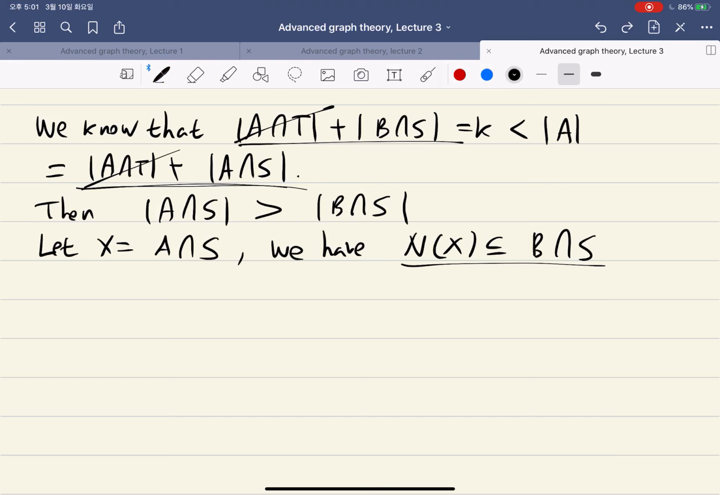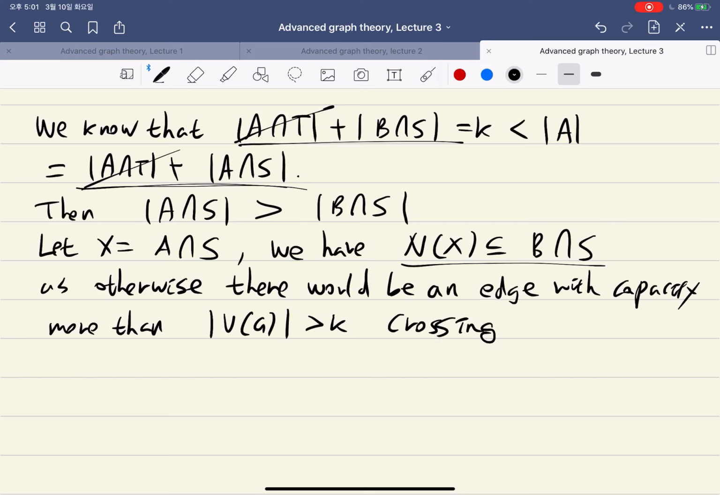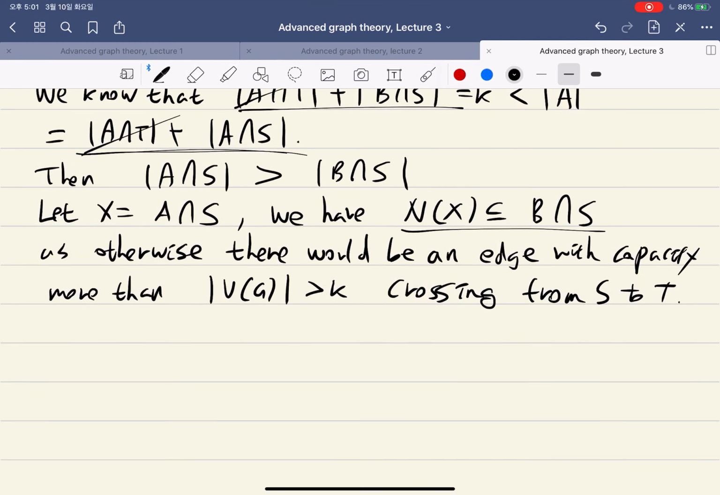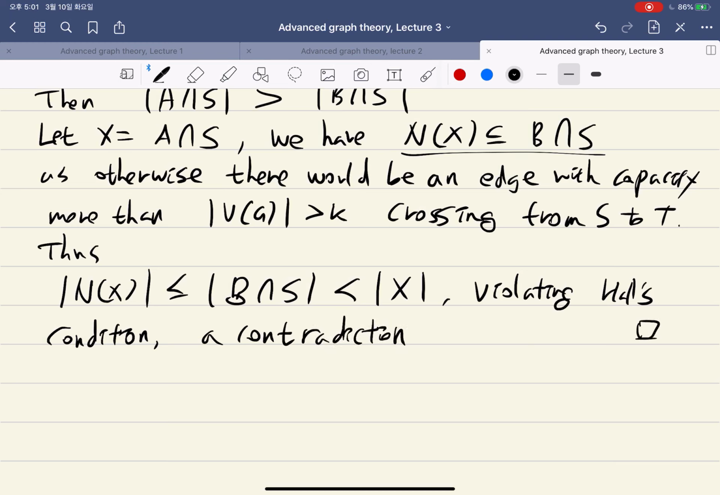Let's write it as otherwise there would be an edge with capacity more than, say, K crossing from S to T. Thus, what do we get? The size of neighborhood of X is smaller than or equal to B intersection S, which is strictly smaller than X. This is violating Hall's condition, which is a contradiction. So this proves the Hall theorem.